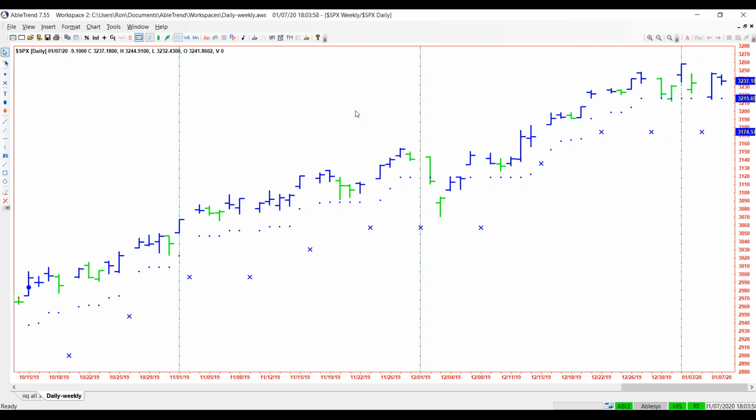You have to just trade the charts and the Able Trend signals. Don't trade your emotions. That's a guaranteed way to lose. I mean, no chance of winning, certainly not consistently. If you trade your emotions, no chance. You, me, everybody, we all lose if we trade our emotions. So that's the key: put your emotions aside and just trade the charts.